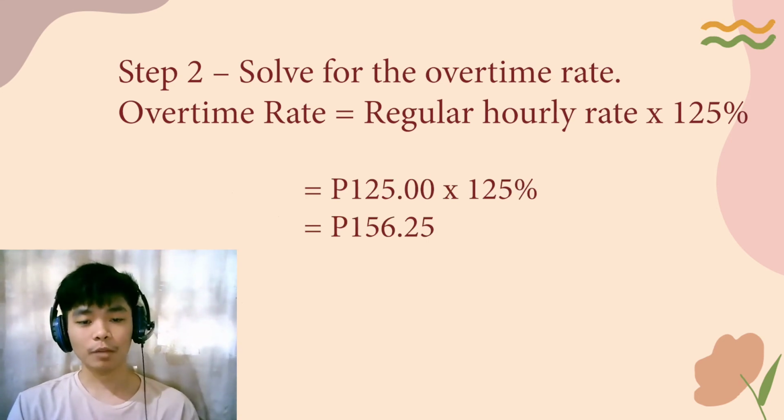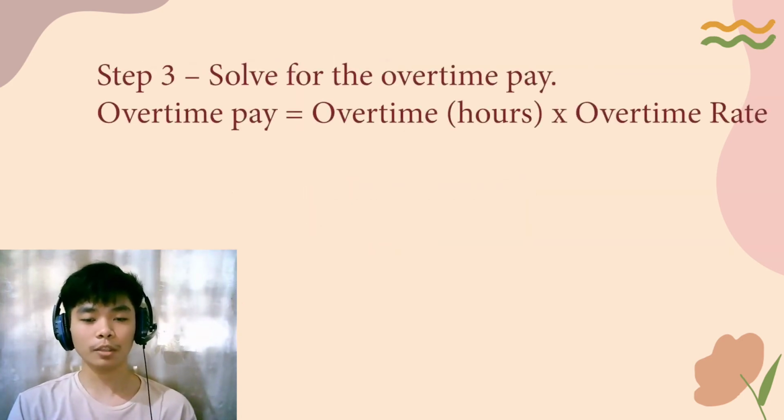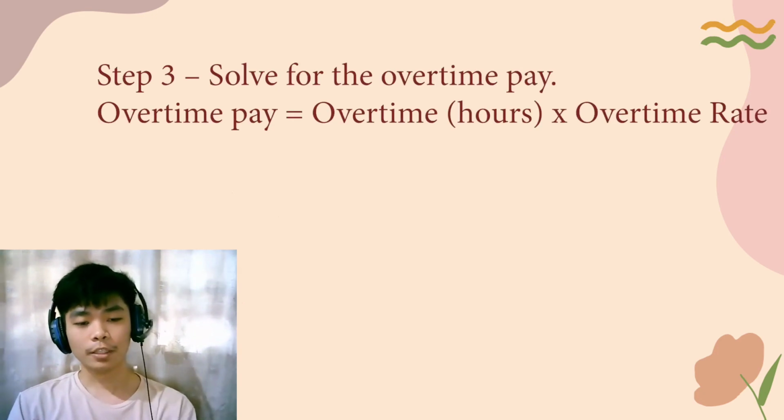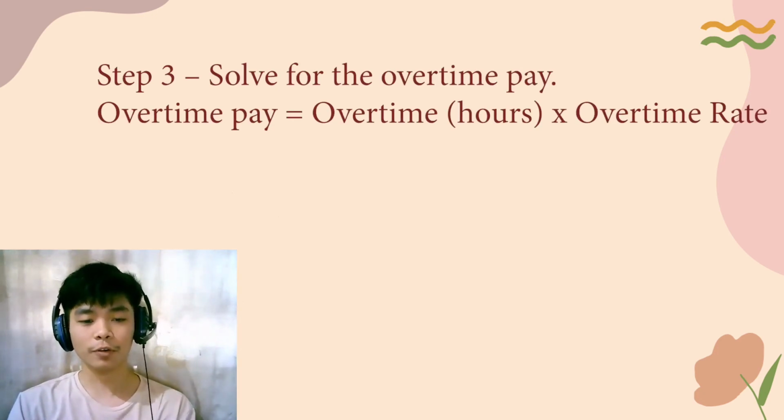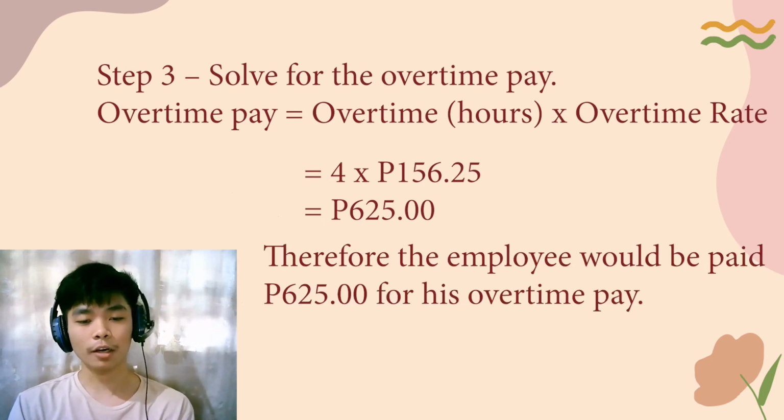Then the final step is to solve for the overtime pay, by using overtime pay equals overtime hours multiplied by overtime rate. First, we need to substitute the values, which are 4 and 156.25. If you are wondering why 4, you just need to subtract 8 hours, which is the regular working hours, from 12 hours to get the overtime work hours. Then we multiply 4 and 156.25 pesos to get 625 pesos, which is our overtime pay. Therefore, the employee would be paid 625 pesos for his overtime pay.